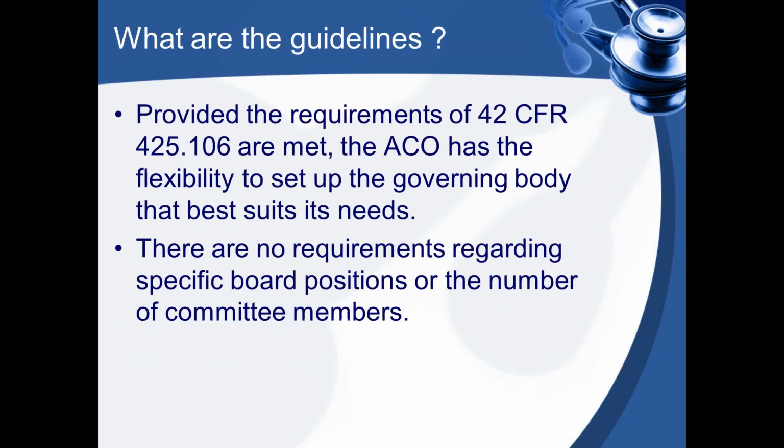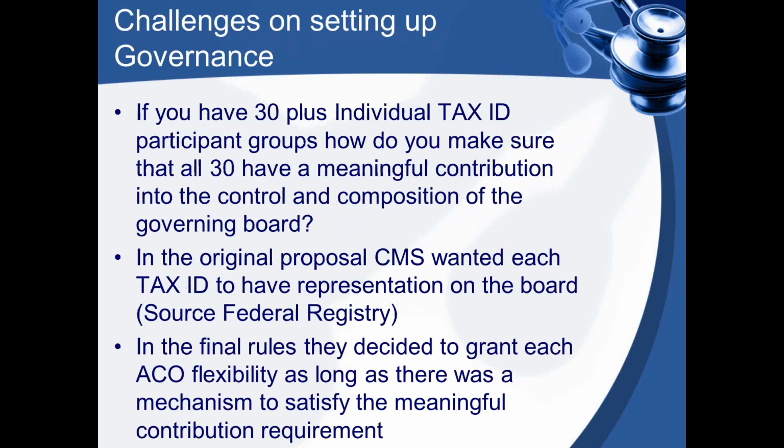Well, basically, provide that you meet the requirements of 425.106, you have the flexibility to set up your governing body any way you want. You can have one person or 50 people. It doesn't matter. There are no requirements for specific board positions or the number of committee members. That's all up to you. So in our case, if you have 30-plus tax ID participants, how do you make sure that all 30 have a meaningful contribution in control and composition of the governing board?